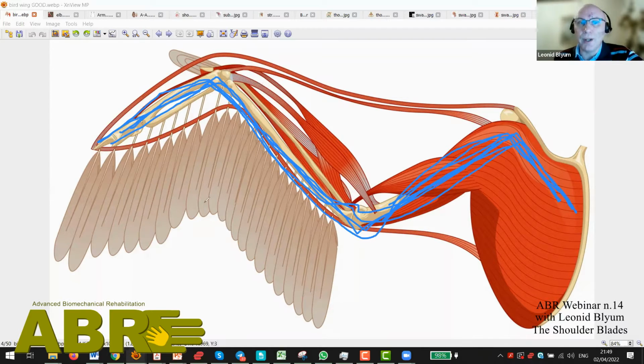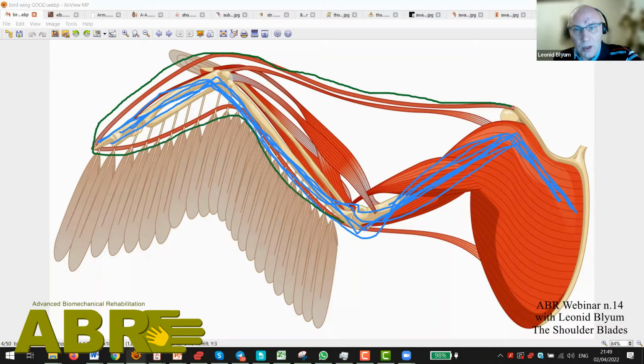What else do you see here? You see that the total contour, which actually defines the integrity of the wing, right? So you see, comes all around that line.